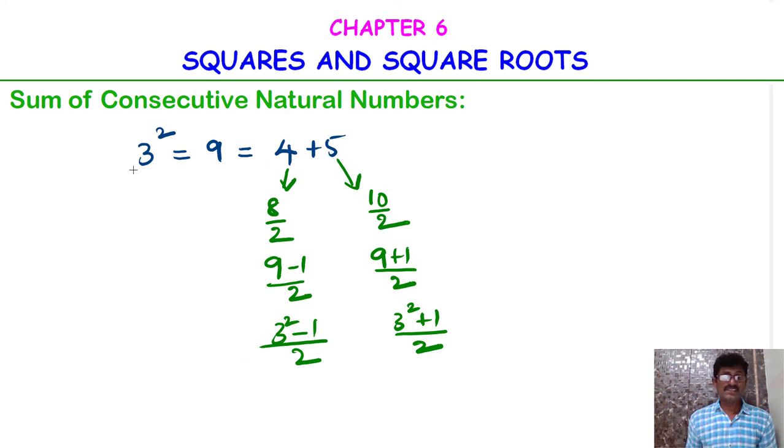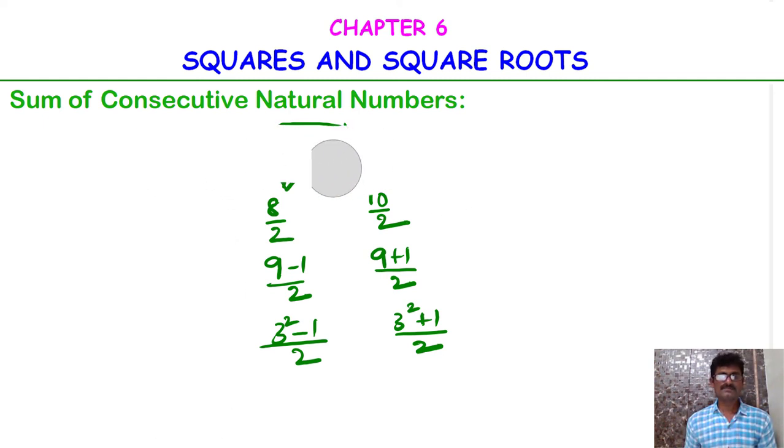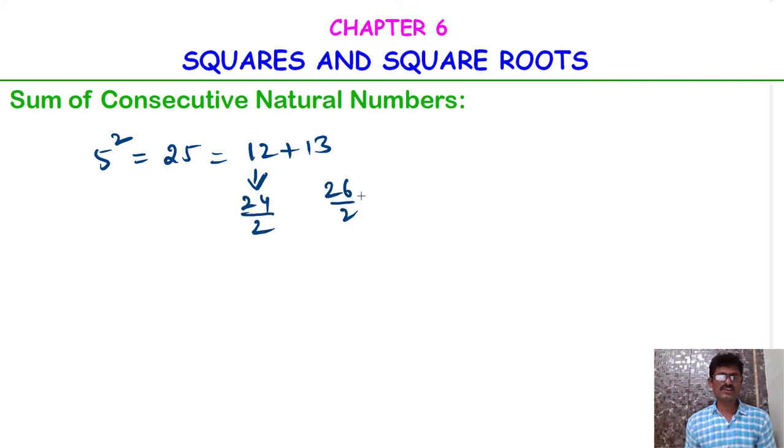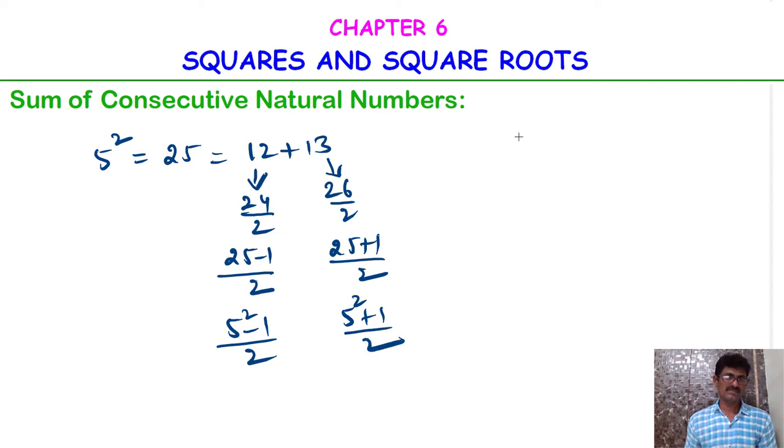Now you observe here, this 3 square can be written as sum of two consecutive numbers. And those consecutive numbers are in some pattern. Let us take one more example. Suppose let us take 5 square. 5 square equal to 25. So we can write this as 12 plus 13. Now this can be written as 24 by 2 and 13 as 26 by 2. Now 24 by 2 can be written as 25 minus 1 all over 2 and 26 can be written as 25 plus 1 all over 2. So this is 5 square minus 1 all over 2. This is 5 square plus 1 all over 2. So we can observe some pattern is there.